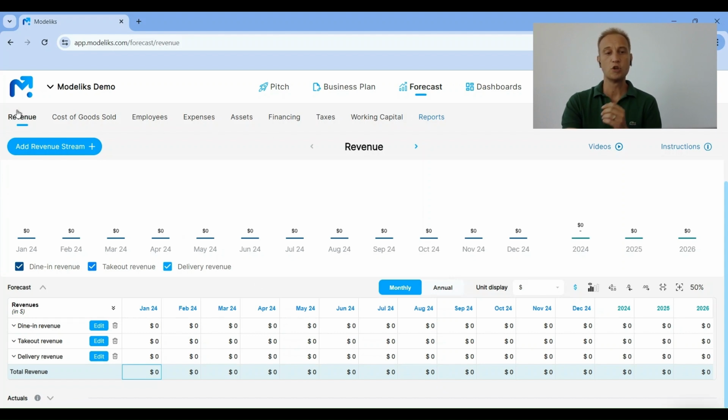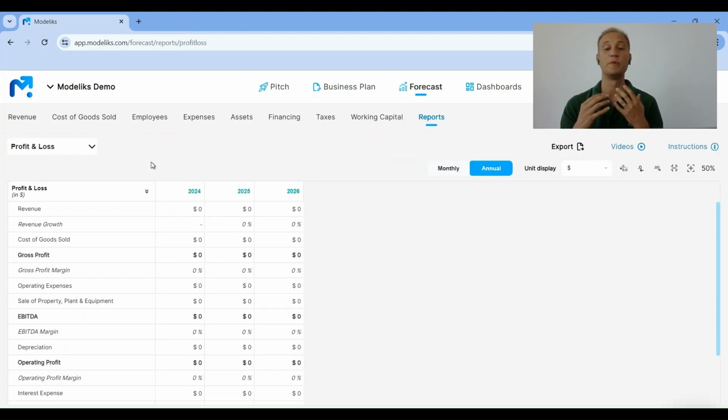Our revenue assumptions, cost of goods sold or our direct costs, employee assumptions, expenses, assets that we will need in order to run the business, financing that we might need, taxes, and working capital. Once we have provided assumptions for these 8 sections, our financial plan for our restaurant will be automatically generated. What that means is the 3 most important financial statements automatically generated, meaning a profit and loss statement, a balance sheet, and a cash flow statement. So let's start with our revenue assumptions.